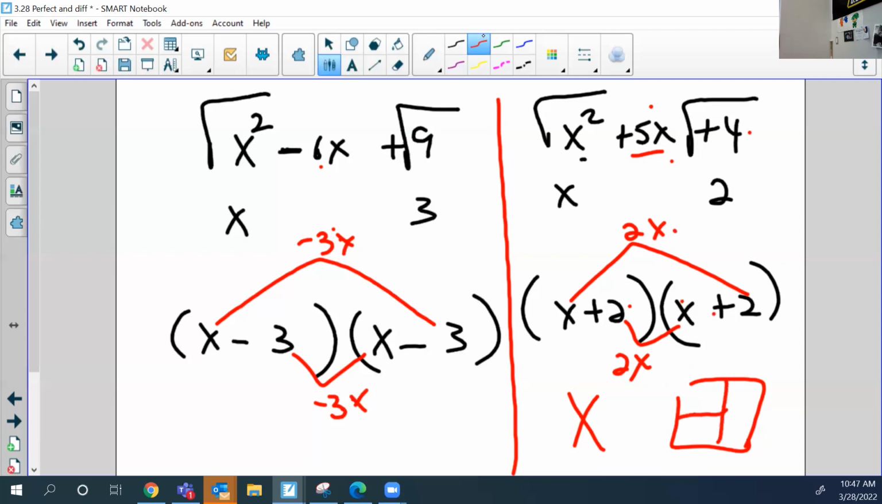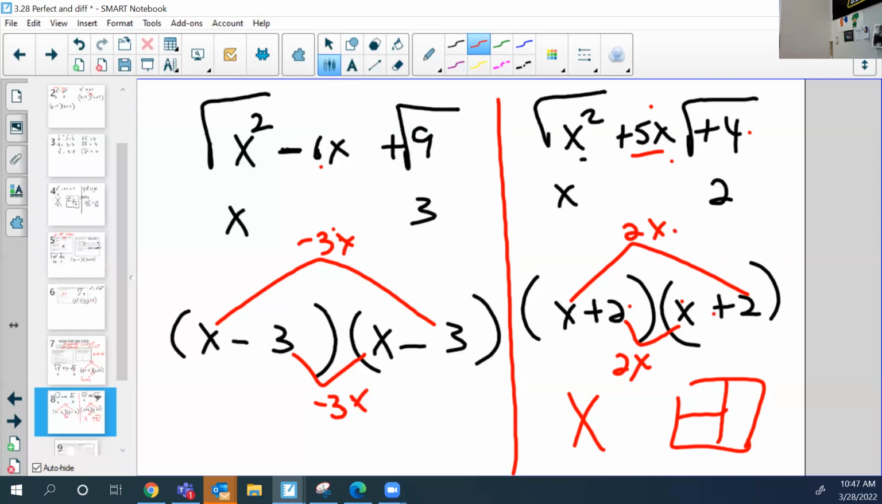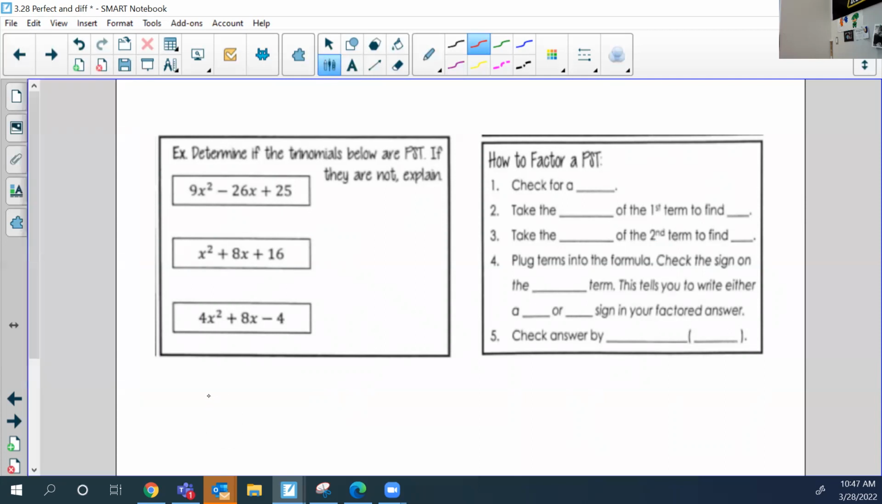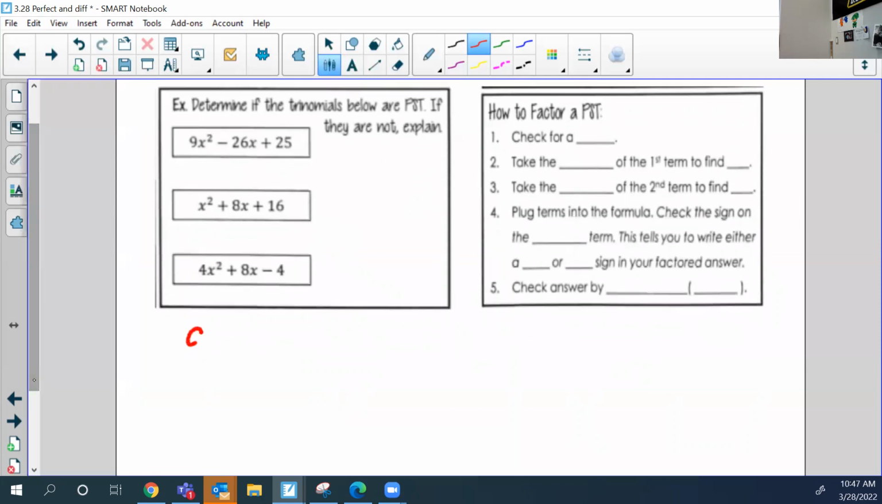All right. And we'll do one more. Let's go back and look at the handout now. Let's see what we missed on the handouts. Determine if these trinomials are perfect square trinomials. Let's look at the first one. We have 9x squared minus 26x plus 25.